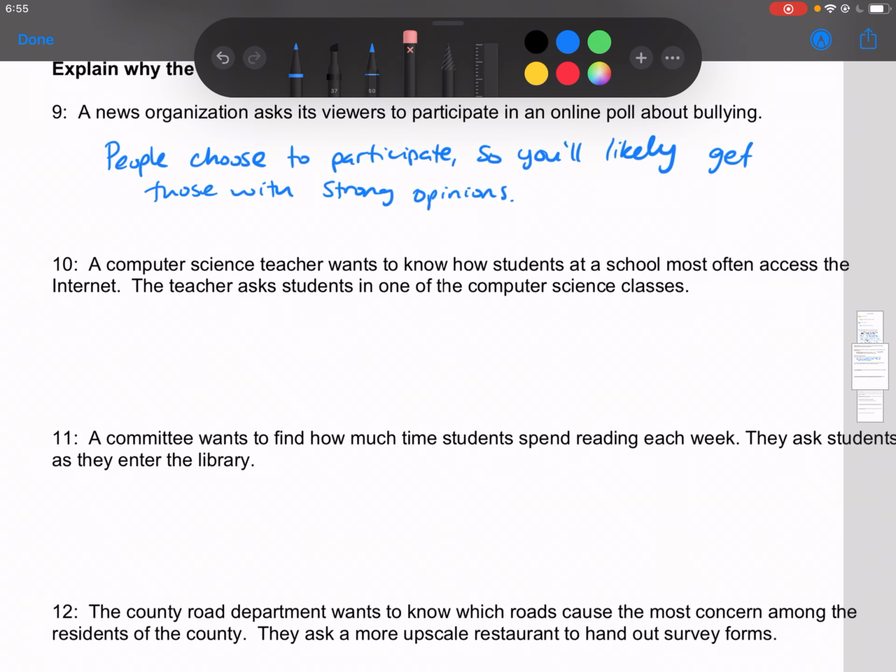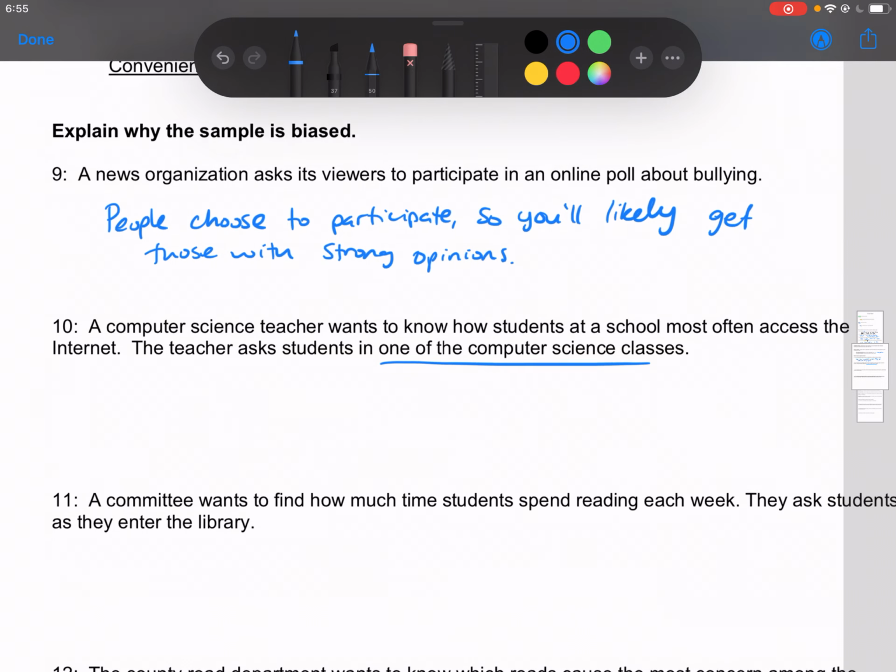Next one: a computer science teacher wants to know how students at a school most often access the internet. The teacher asks students in one of the computer science classes. So notice how it's just one computer science class. That is a problem because it's an example of a convenience sample.